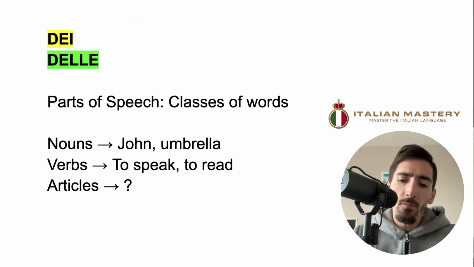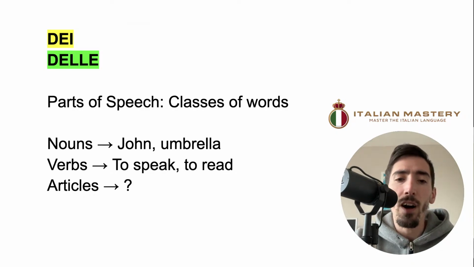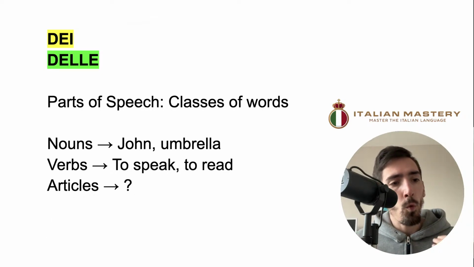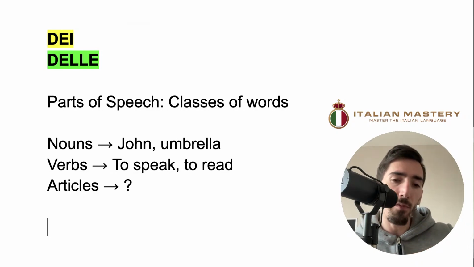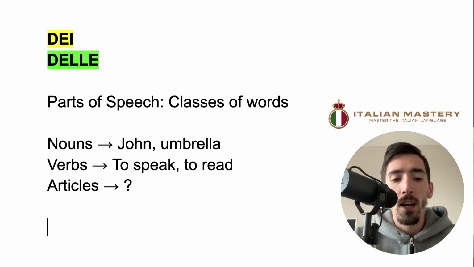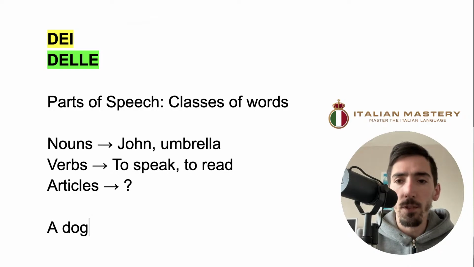Articles help us define which type of entity we're talking about, especially if it's near or far away. For example, a dog. A dog. Can you see the screen? Let me just double check that you can see it.